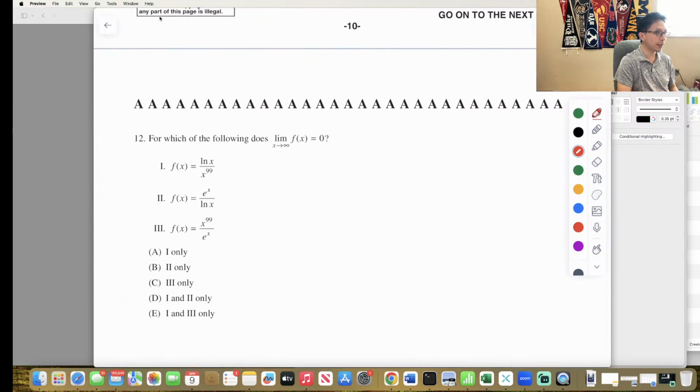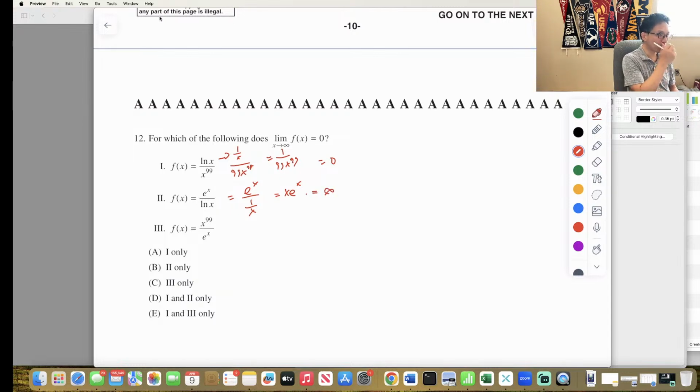Okay, question 12 is fairly easy. If you reach infinity, the first one is infinity over infinity, so you just do L'Hopital's rule. If you do L'Hopital's rule here, it's 1 over x, and this is 99x to the 98. That's just going to be 1 over 99x to the 99, and if x goes to infinity, that's going to 0. So that's 0. The second one, if you go to infinity, is infinity over infinity, so it'll be e to the x over 1 over x. That's going to flip, so it'll be e to the x times x. Now, if I go to infinity, guess what? It's infinite.